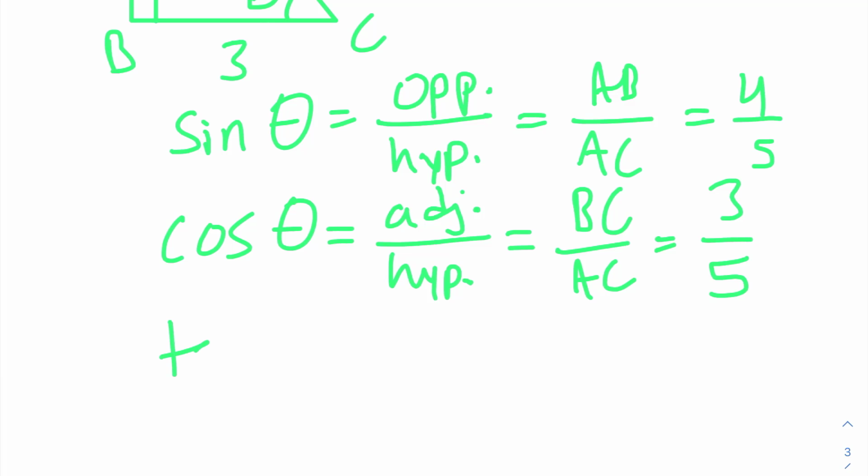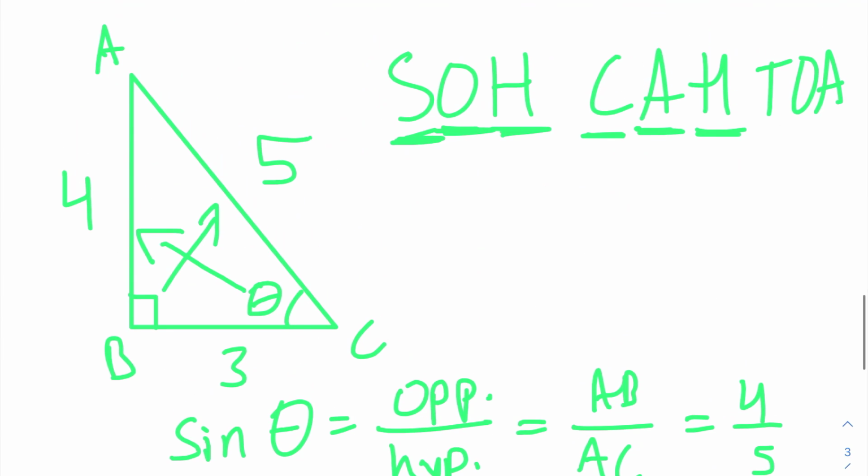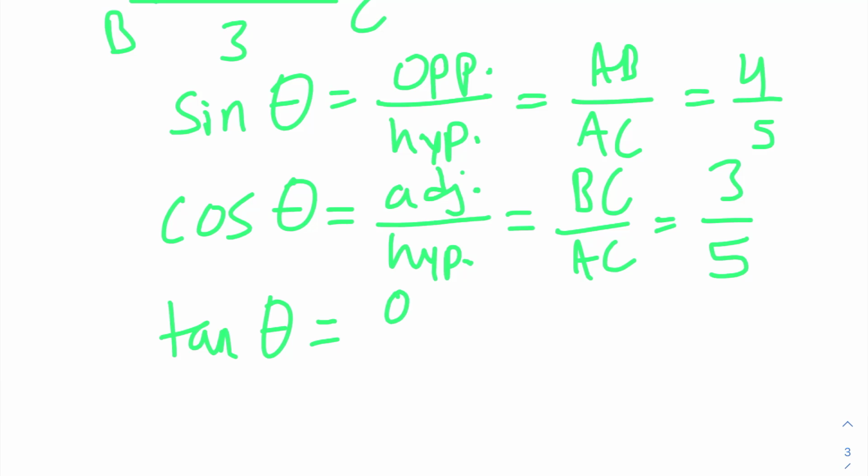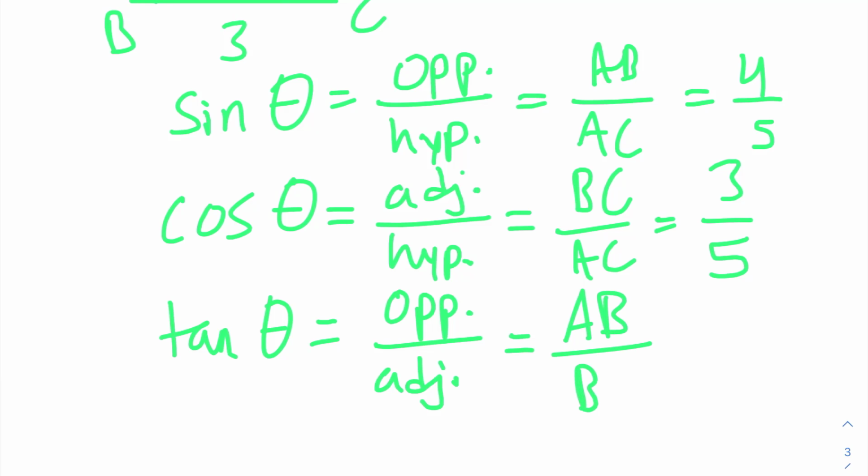And finally, tangent of theta is equal to, we see the T over here, opposite over adjacent. Now the opposite is AB, and the adjacent is BC.